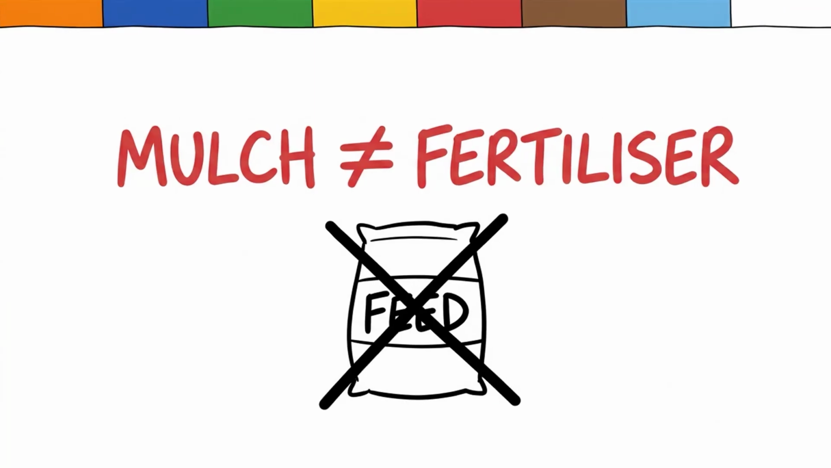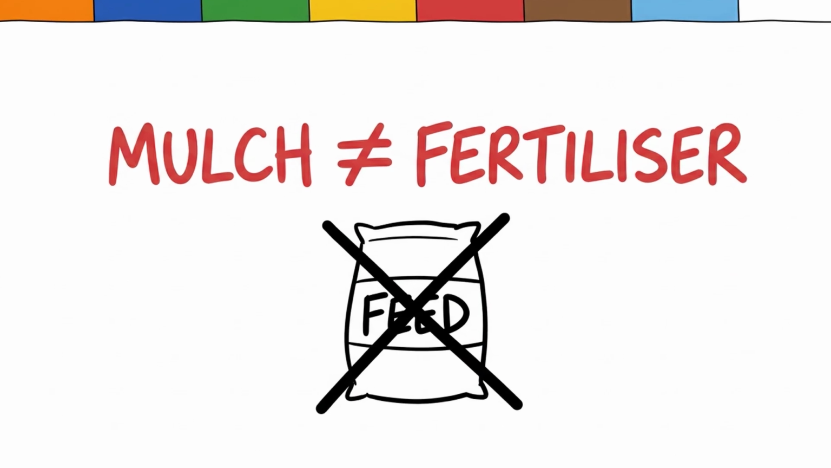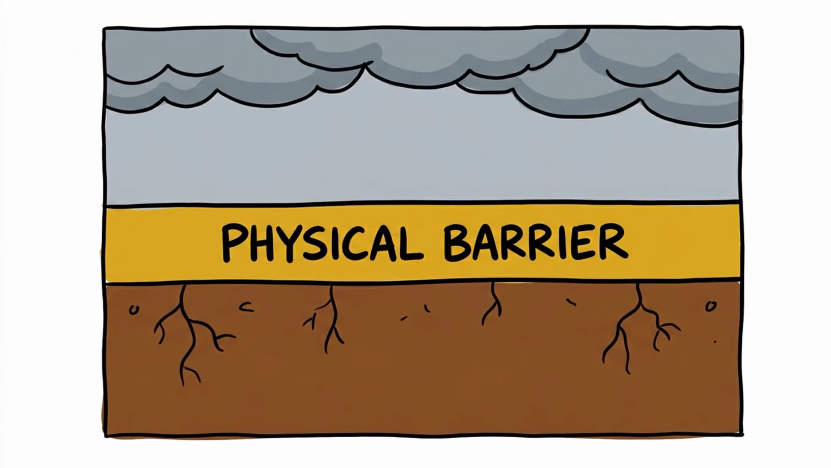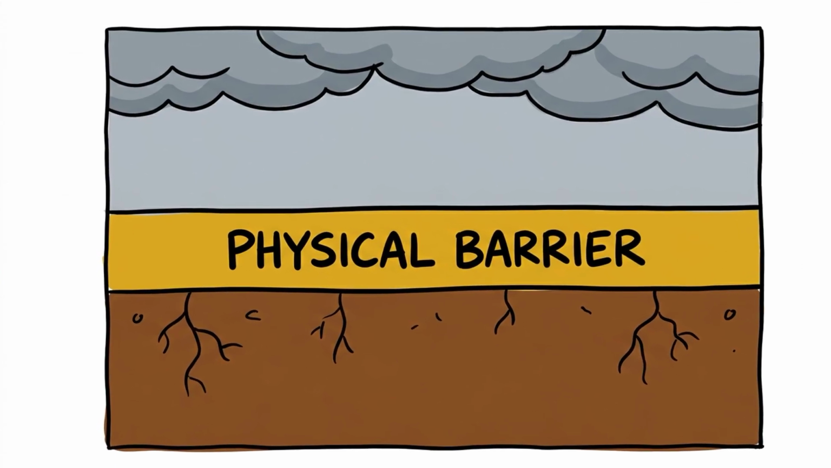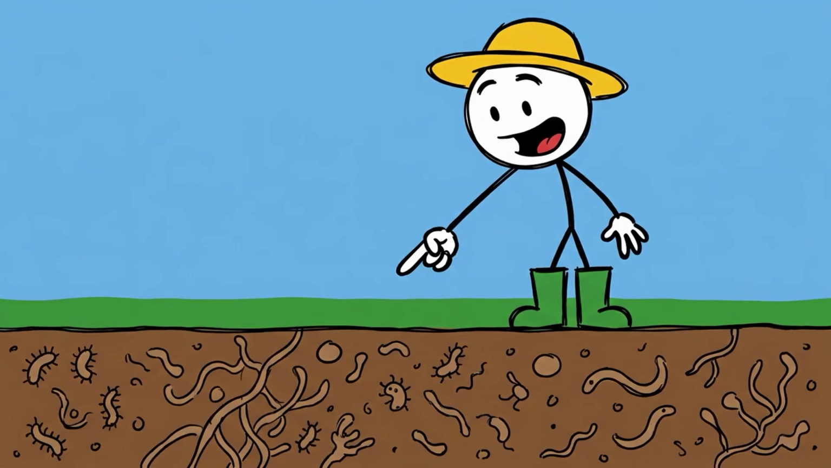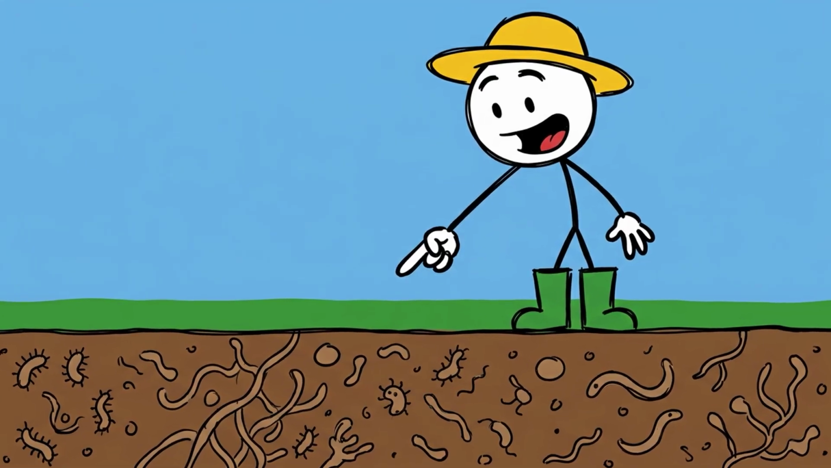Let us start with something that sounds obvious but is not. Mulch is not a soil improver in the way fertilizer is. It is not primarily a food source. It is a physical intervention, a deliberate barrier between the atmosphere and the soil surface. And that single distinction changes everything about how you use it.